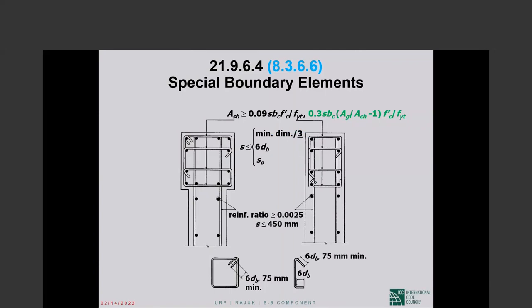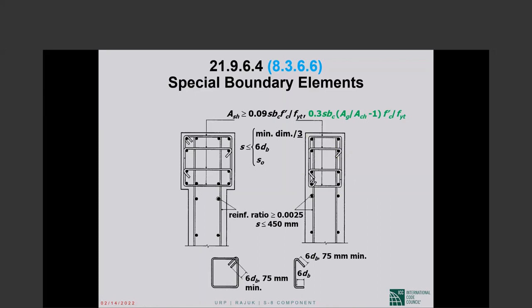Now, what is a specially confined boundary element or boundary zone? As I said, it is basically a special moment frame column. The first thing is, special confinement doesn't require a thickened portion of the wall. We can have a specially confined rectangular wall. That is totally fine. The special confinement is in the detailing. We do not need a wall section at the end that is thicker than the remainder of the wall.